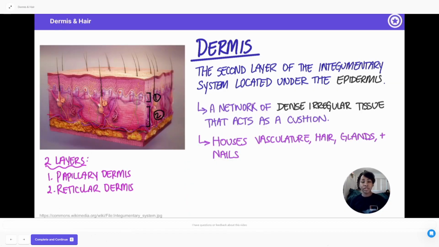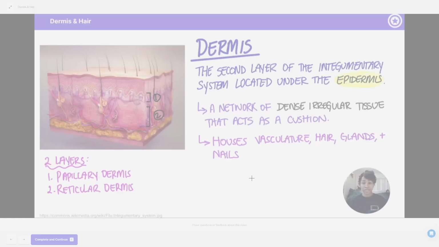So the dermis is going to be located one skin layer below the epidermis, and it's going to have a few interesting characteristics as well.